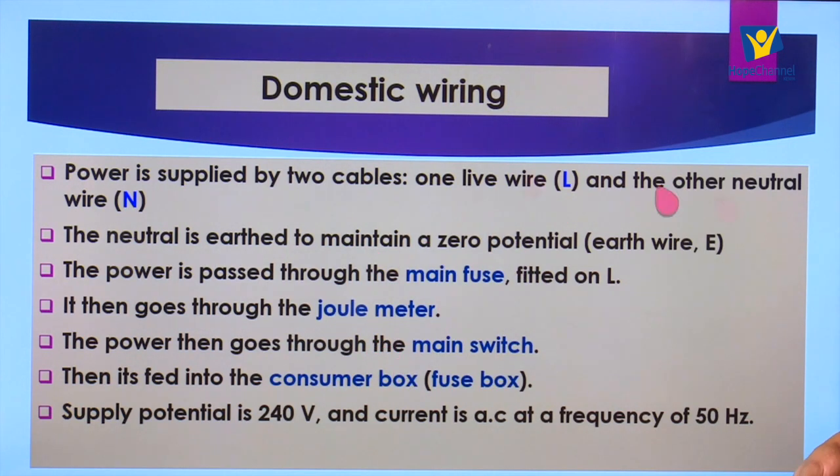Now the power that is coming through the live and the neutral wire from the overhead supply is usually at a potential of about 240 V, and at an AC current which is at a frequency of 50 Hz. So this information is also important to you.